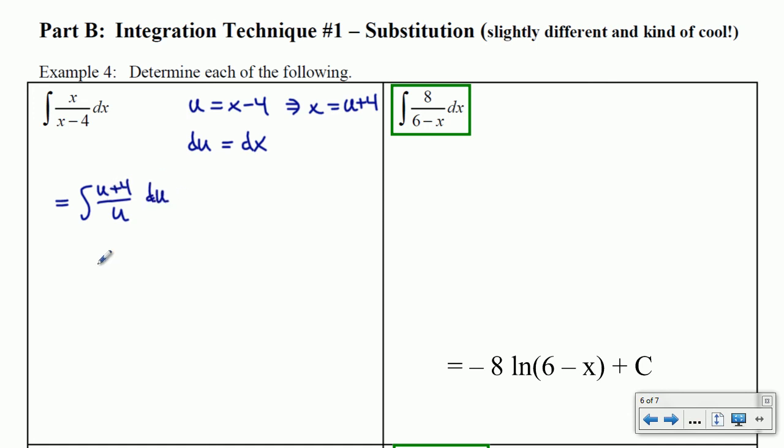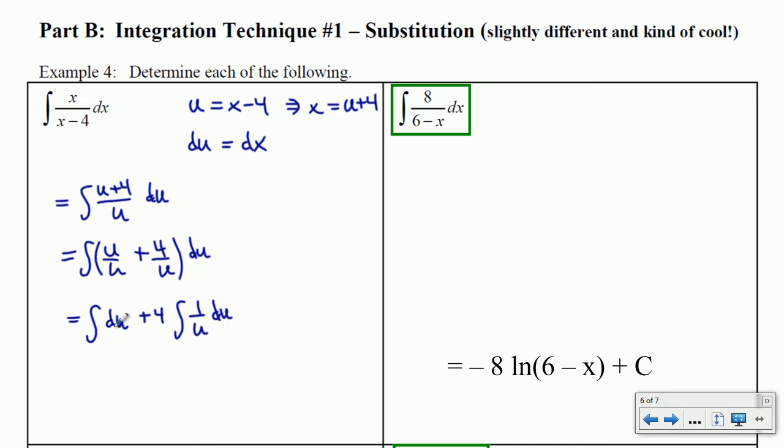And we can split this up. So this would be equal to u over u plus 4 over u du. So we can simplify this a little bit further. u over u is 1, so that's just du. And we can add 4 over u du. The integral of du is just u, and the integral of 1 over u is ln u. So we have 4 ln u. And then we need to have a constant because this is an indefinite integral.